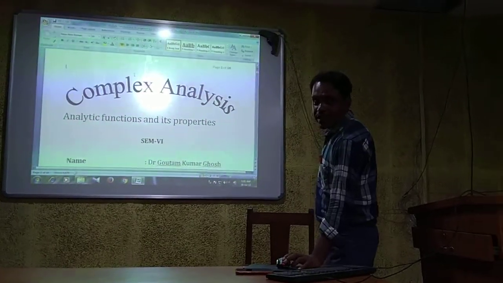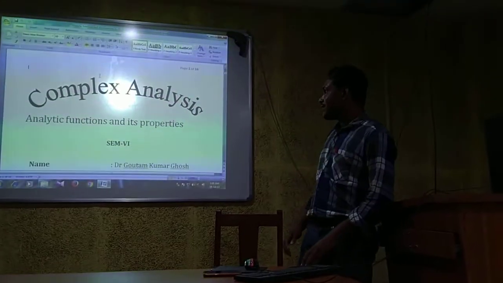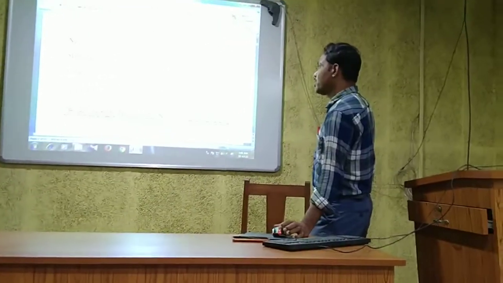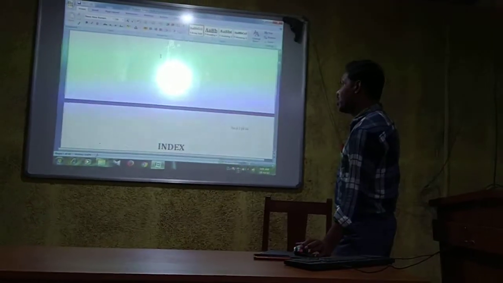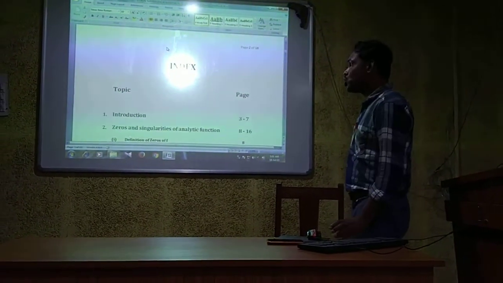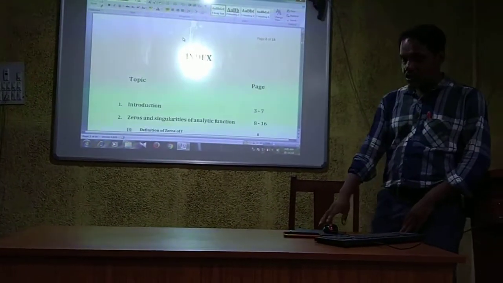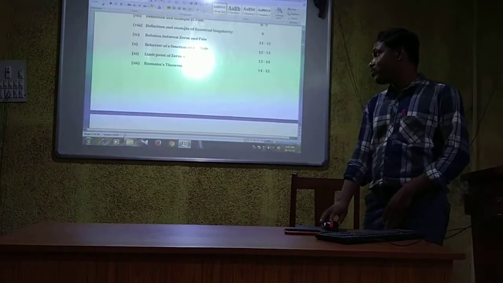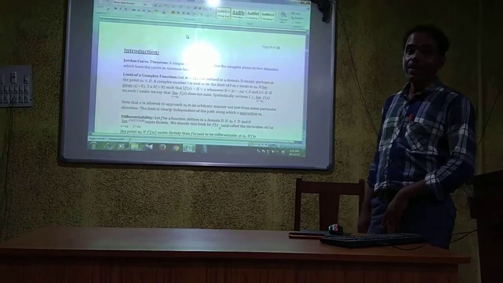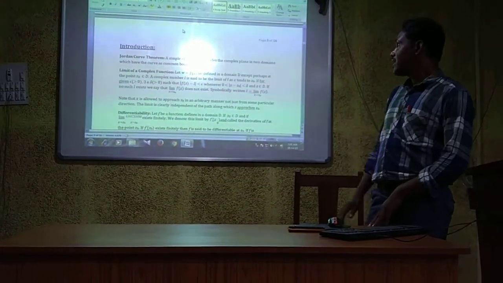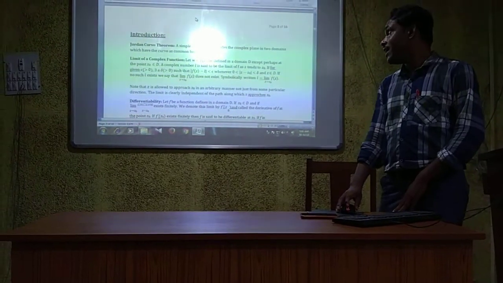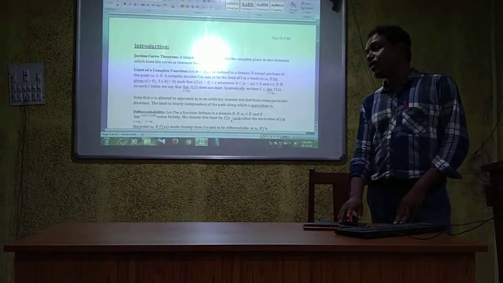Complex analysis, and the subtopic is analytic function and its properties. Okay. So first we define what is a Jordan curve. A Jordan curve is a simple closed bounded curve that divides the complex plane into two domains, where the curve is a common boundary.